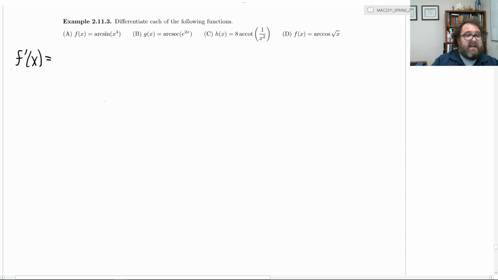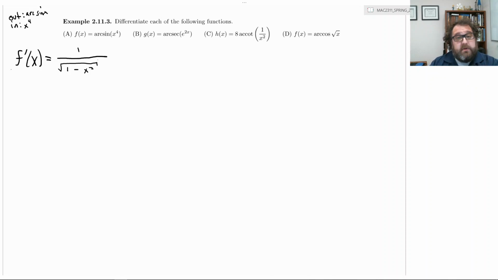So let's first identify the outside and inside function for part A. Of course, the inside function here is x to the fourth. The outside function is arc sine. The chain rule says you take the derivative of the outside function. You probably have not memorized these at this point, so no big deal. But the derivative is 1 over radical 1 minus x squared. So there's the derivative of the outside function, step 1 of the chain rule.